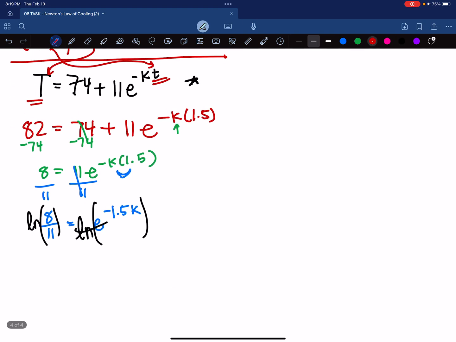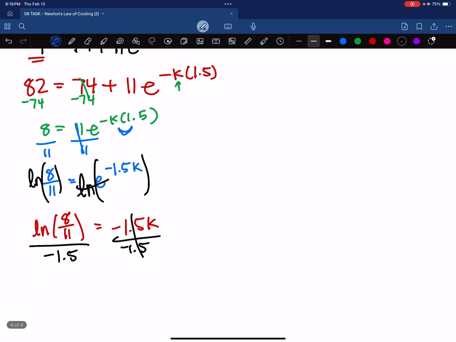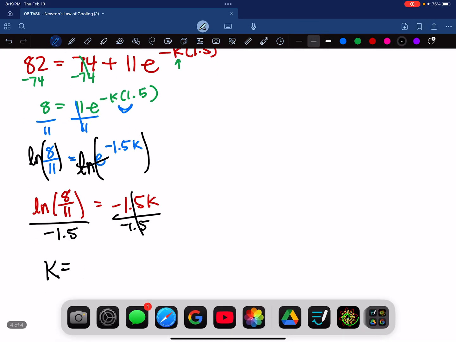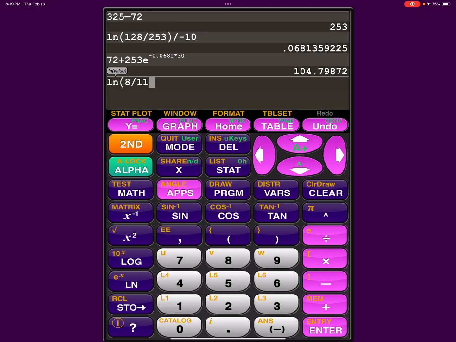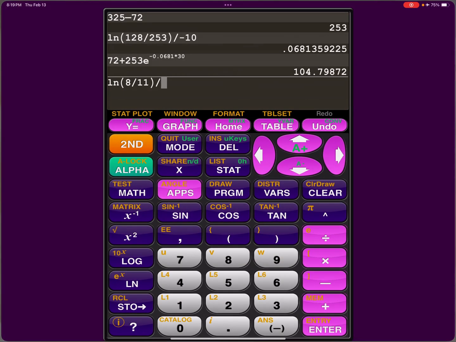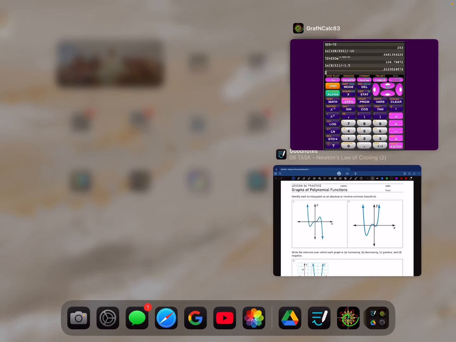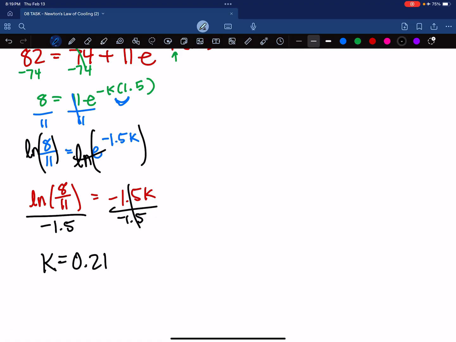All right, we have natural log of 8 elevenths equals negative 1.5k. Divide by negative 1.5, and here we go. So k equals, we'll get our approximation, natural log 8 elevenths over negative 1.5. Okay, so I'm going to go to 4 decimals. The more the better, so your answers are more accurate. So I'll use 4, 0.2123.